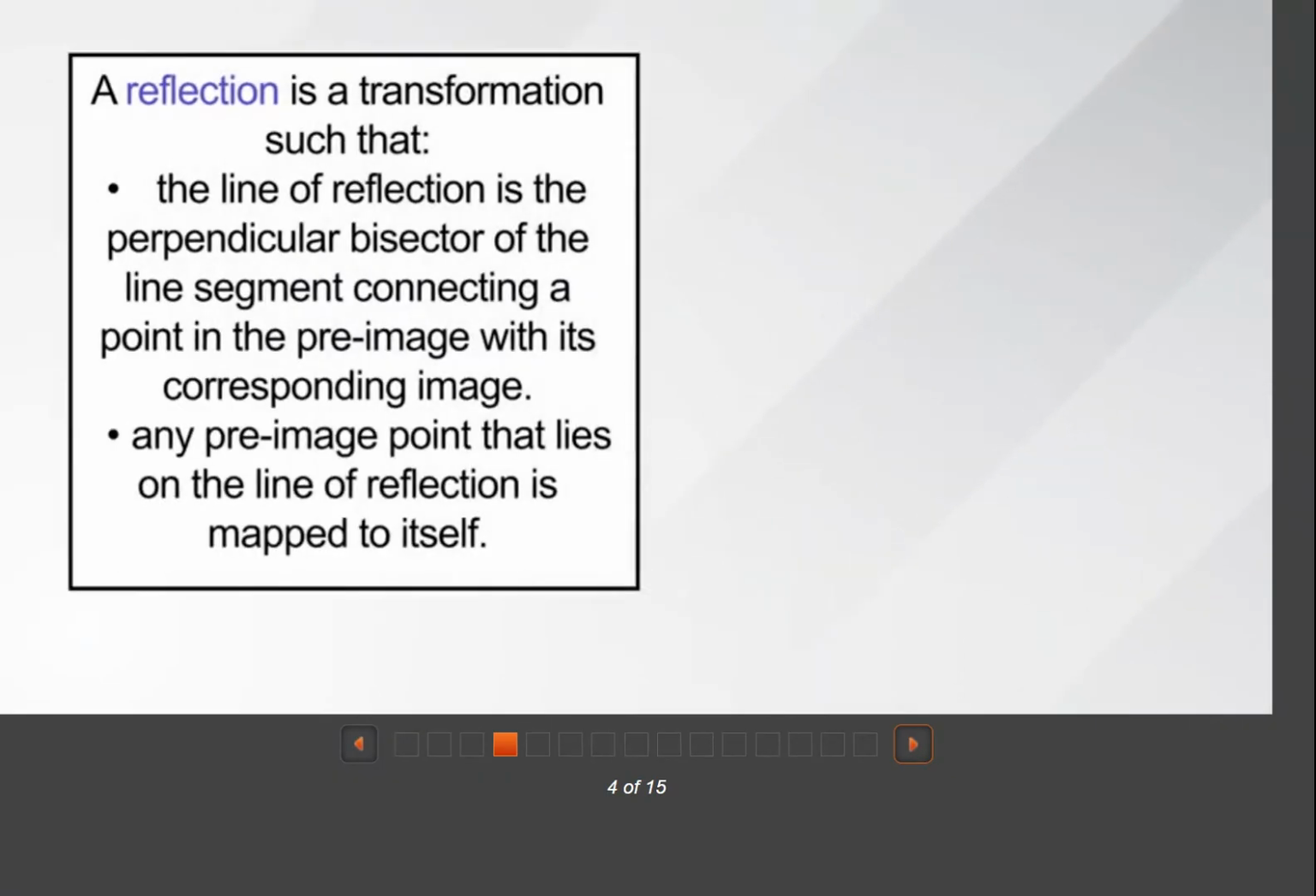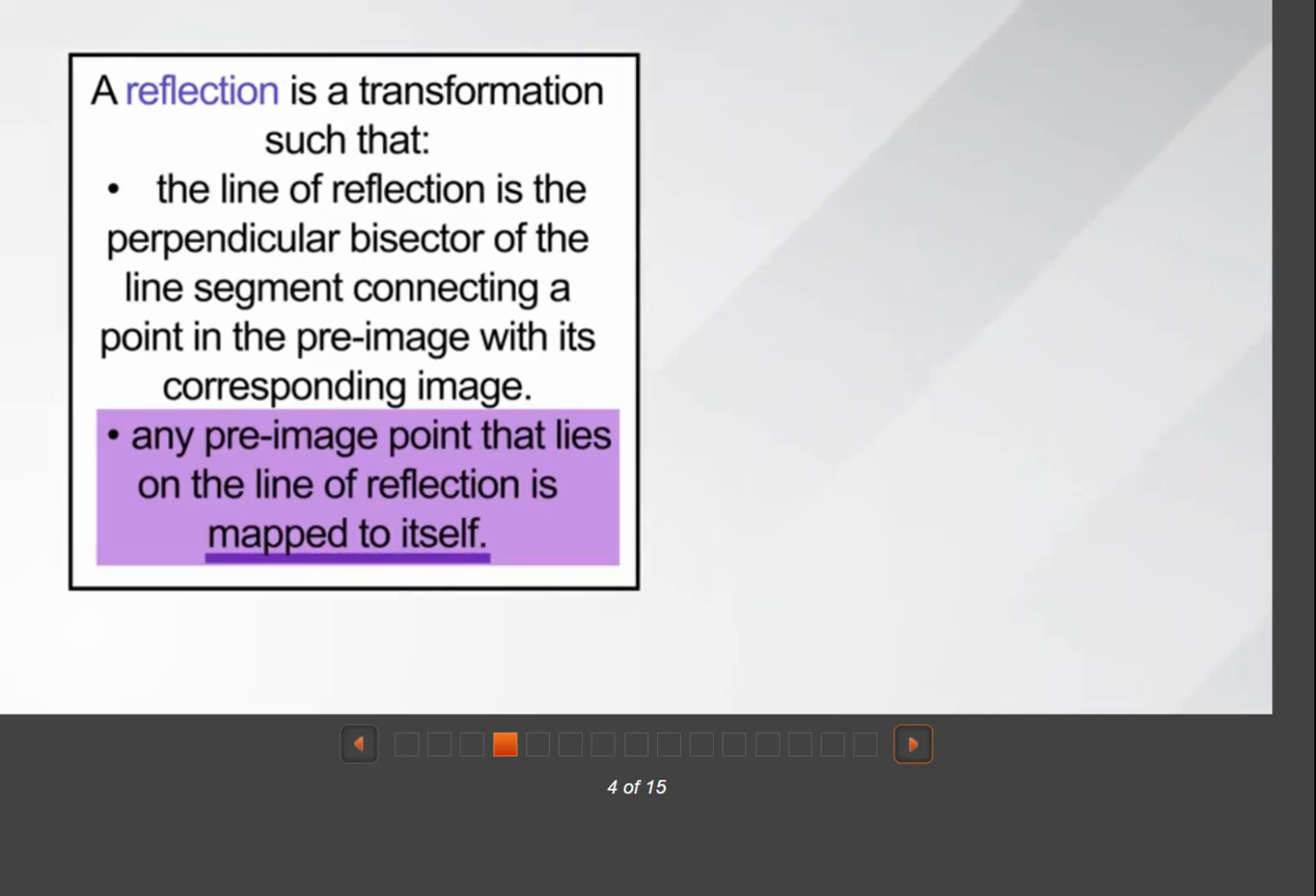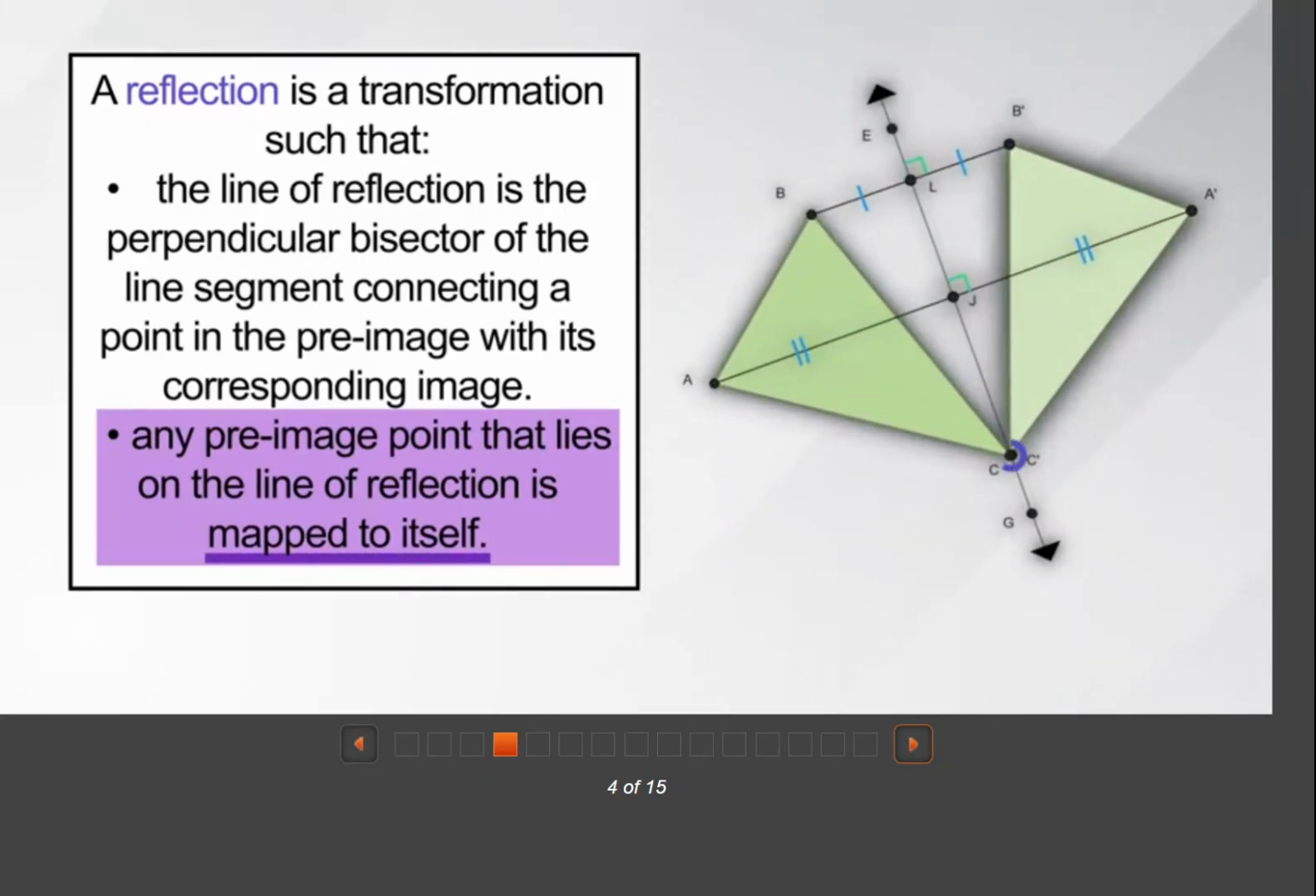Now, the second part of the definition is pretty quick. Any pre-image point that lies on the line of reflection is mapped to itself. That just means because point C is on the line of reflection in the pre-image, it's going to be in the same location in the image. So the same point is going to be marked as C prime.